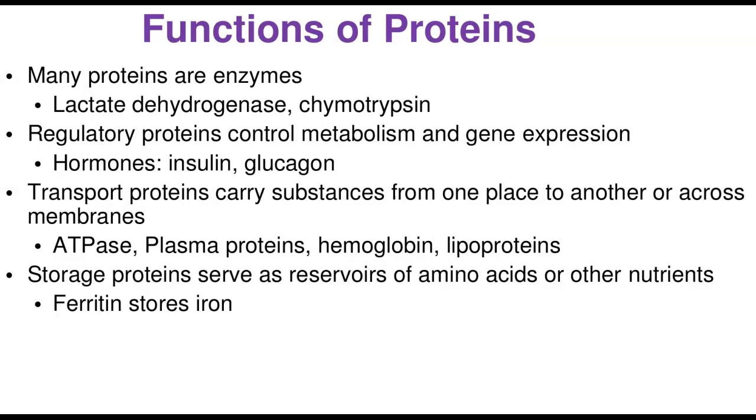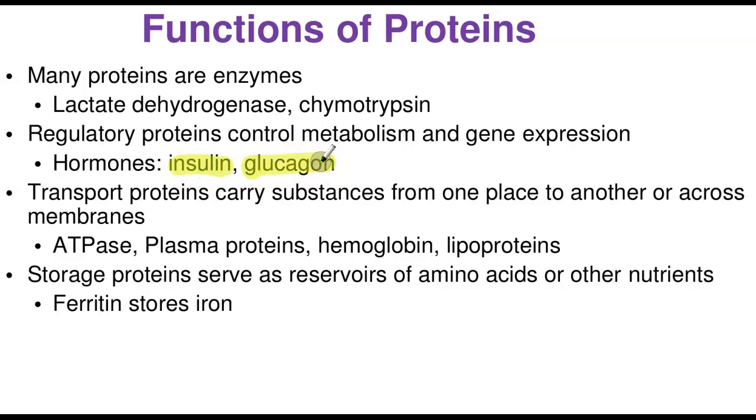So most proteins are enzymes. 98 to 99% of proteins are enzymes. Good examples are lactate dehydrogenase and chymotrypsin. They can be regulatory in nature. They regulate both metabolism and gene expression. Those that play a role in regulation are usually the hormones, for example, insulin and glucagon.